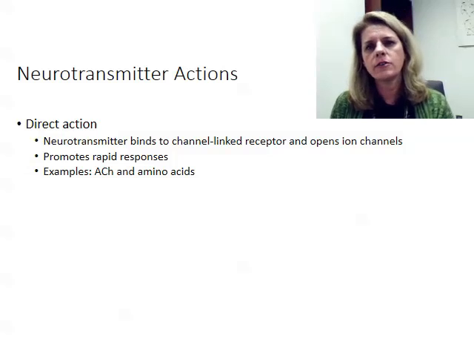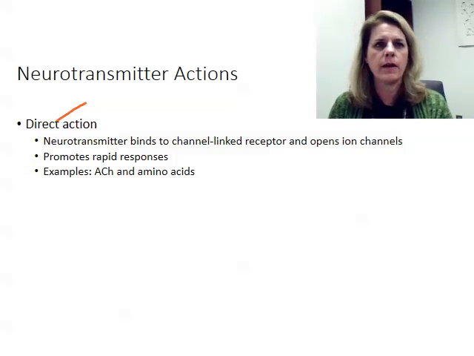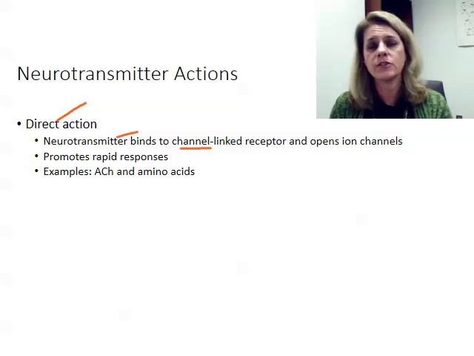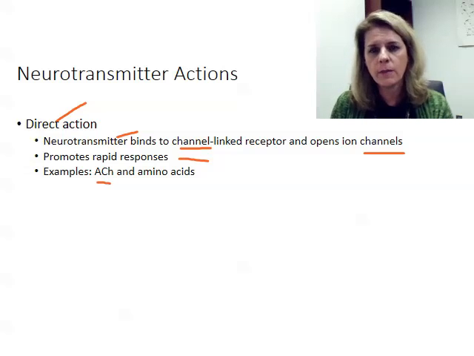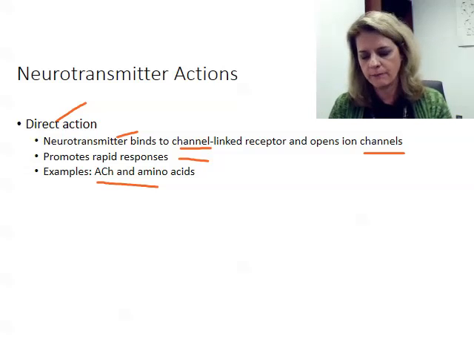Let's talk about how neurotransmitters work. They can work directly, what we call the direct action. And this is just what you've already learned. Basically, a neurotransmitter binds to a channel, and that receptor channel opens and allows ions to flow. Okay, and this is really fast. So, for example, acetylcholine binds to the neuromuscular junction receptor, opens up the sodium-potassium channel, depolarizes the membrane, and you can start having an action potential move down your sarcolemma. So that's fast. Acetylcholine and amino acids both work like that.